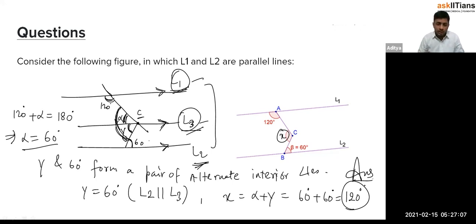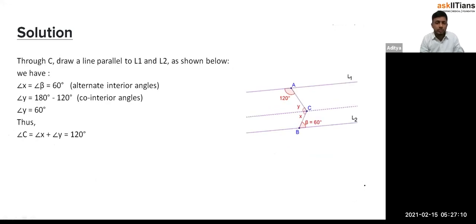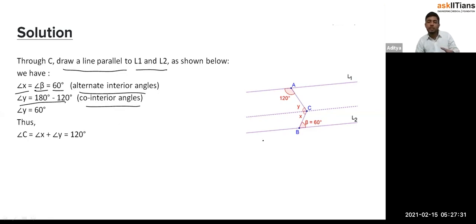Okay. So let us see the solution as well. The same solution here: angle x equals angle beta equals 60 degrees, because they are alternate interior angles and the lines are parallel. As we have drawn already in the construction, this line is parallel to both L1 and L2. Gamma is equal to 180 minus 120, because they are co-interior angles, or we can say interior angles on the same side of the transversal, and hence gamma, or angle y, also comes out to be 60 degrees.